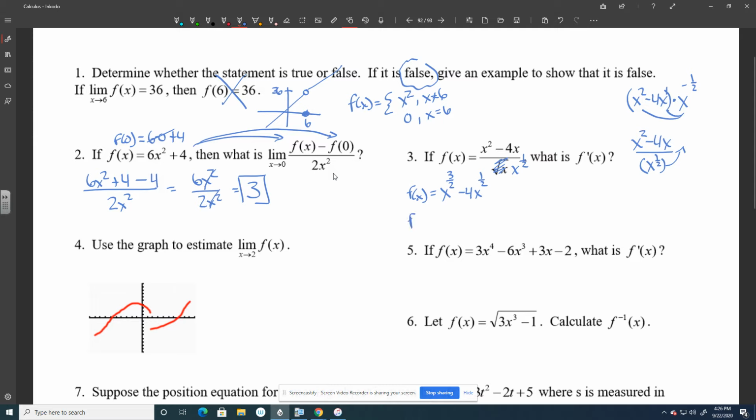So from here, if I just do f prime of x, that equals 3/2 x to the 1/2, minus 1/2 times negative 4 is going to be negative 2x to the negative 1/2.